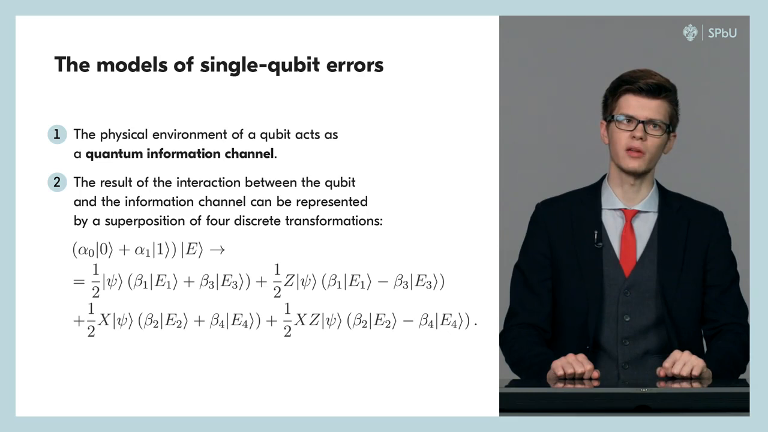Let the qubit be in a pure state psi at the initial moment of time and the channel be in the pure state E. Then the qubit plus channel quantum system state is described by the tensor product of psi times E. Since we consider, in fact, the qubit and the rest of the world, their interaction will lead to a unitary transform on the whole system's state, which becomes entangled.